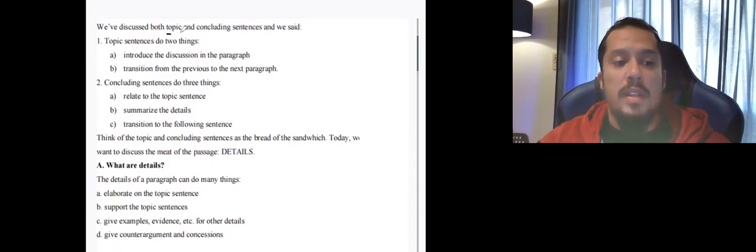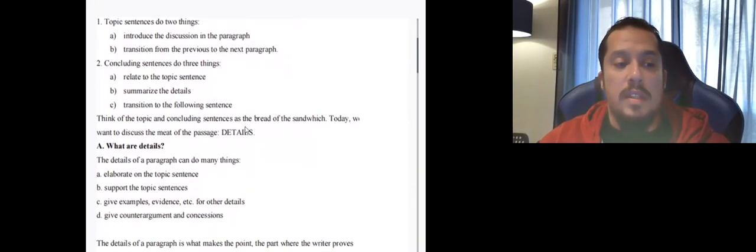So in topic sentence and concluding sentence, well, بيعمل ايه? So topic sentence بيعمل ايه? It introduces the discussion in the paragraph. It transitions from previous to next information. And the concluding sentence does three things. It relates to the topic sentence, summarizes the details, transitions to the following information. So when we talk about relevant detail, that may be the topic or concluding sentence.